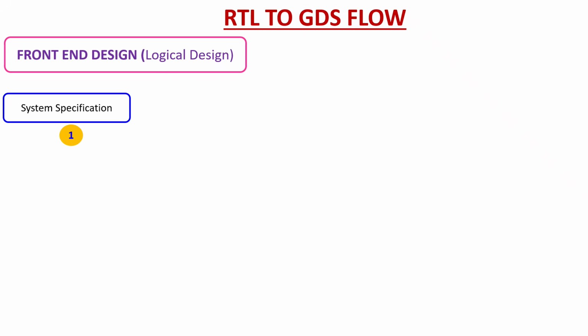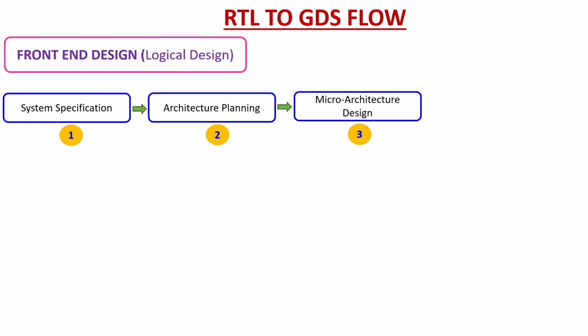The first stage is system specification. This stage defines the chip's functionality, performance targets, power budget, area limits, and interface requirements. Then the next stage is architecture planning. In this stage, it breaks the system into major blocks and defines the overall data and control flow. The next stage is microarchitecture design. In this, it details the internal implementation of each block using pipelines, FSMs, registers, and data paths.